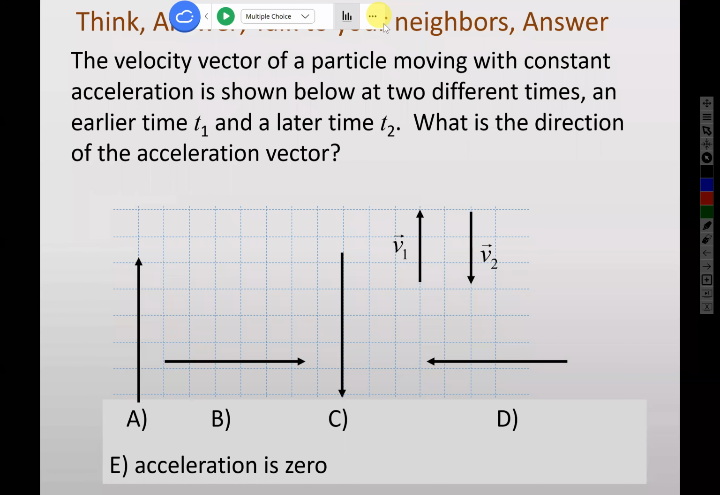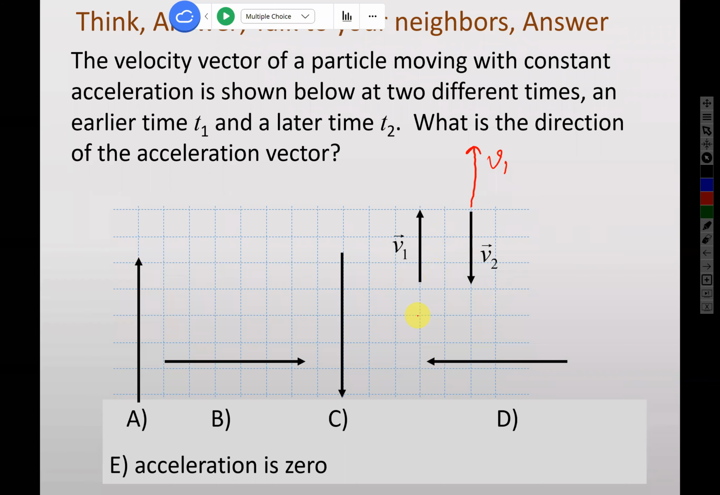So let's see why this is the correct answer. What we need to do is bring the tail and tail together without changing the direction, meaning I can draw B1 from here. So that's going to be B1, this is going to be B2.